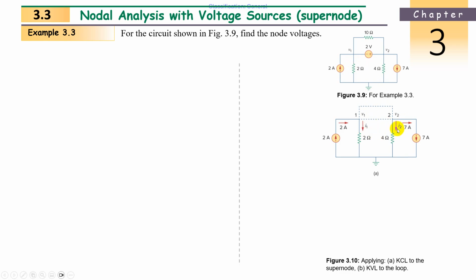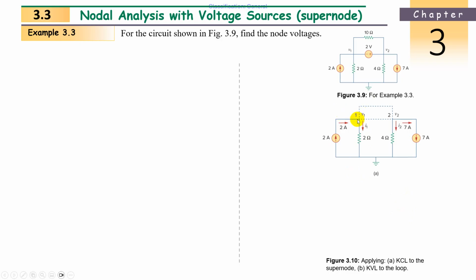So we need I1, I2, and another current is 7 amps and 2 amps already there. So what is the equation for these two together? For these two nodes, V1 and V2 together, what is the KCL, Kirchhoff's current law? The equation will be together.